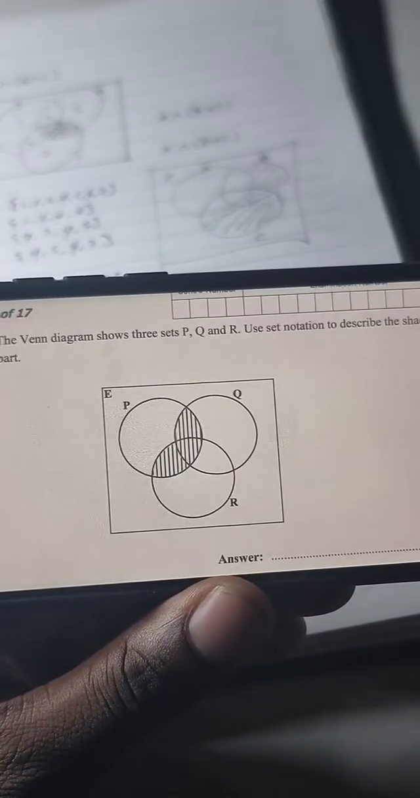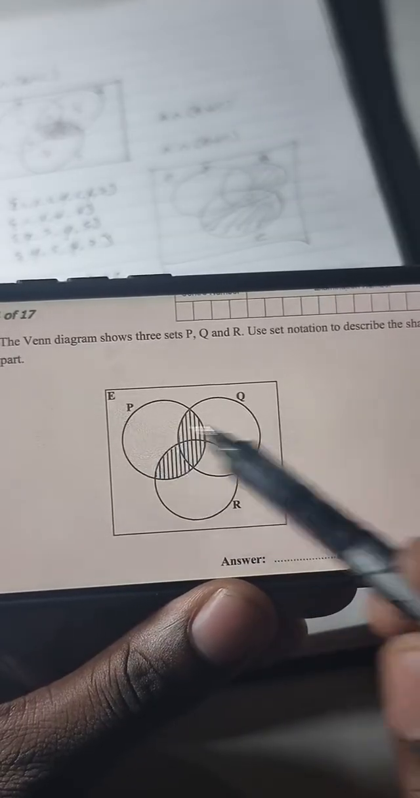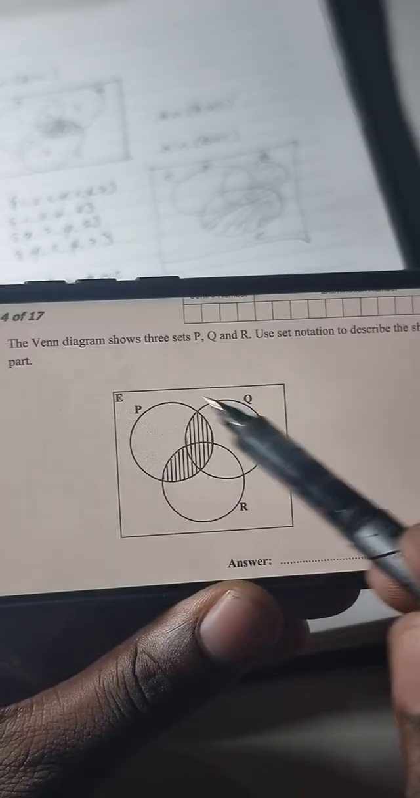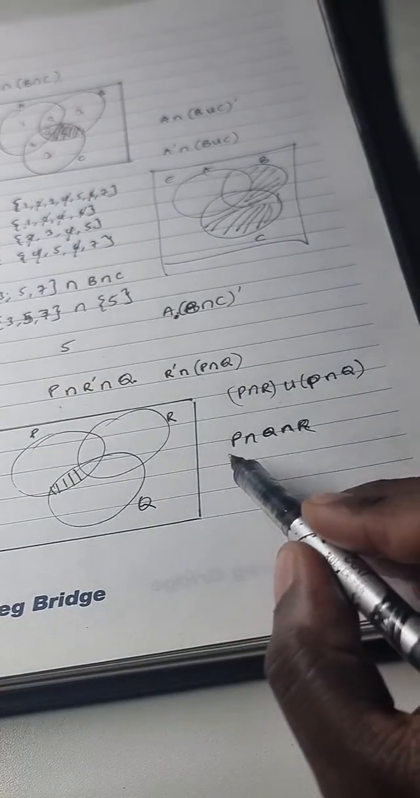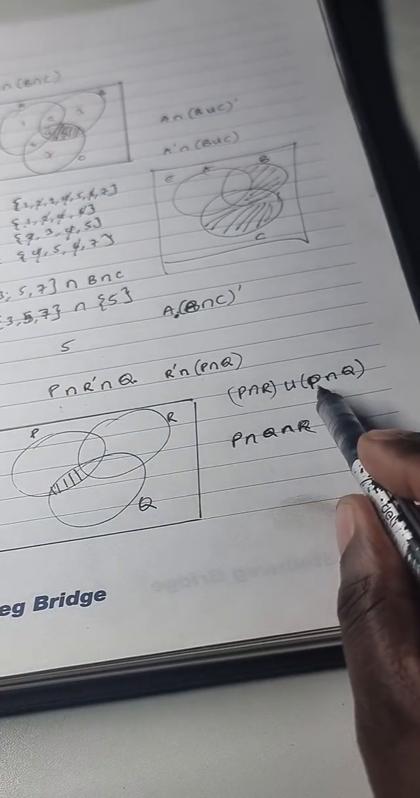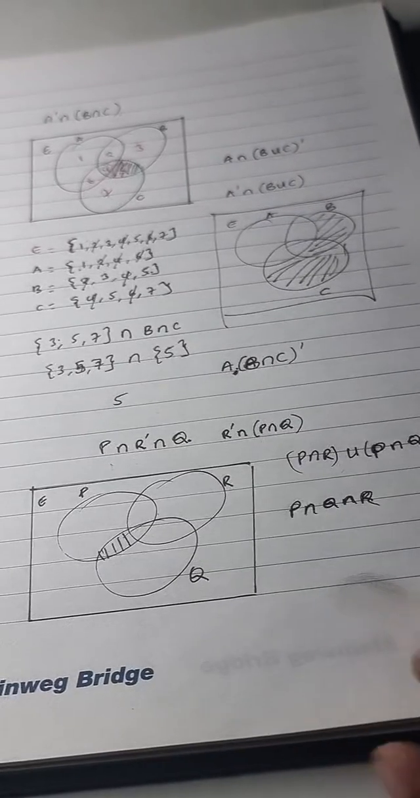Are you getting that? So P is intersecting R. Again, P is intersecting Q. So P is intersecting these two sets. So we say P intersect R together with P intersecting Q. Are you guys getting that?